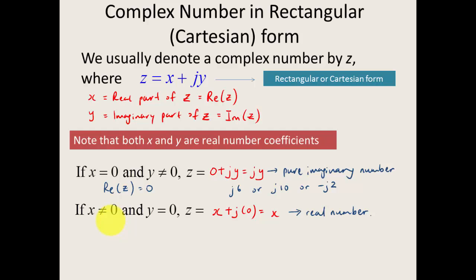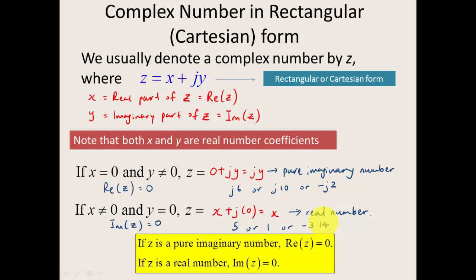You can see that its imaginary part is 0. It does not have any term with a j attached. Examples of real number will be 5 or 1 or negative 3.14. All these are real numbers. You don't see any j in them. To summarize, if z is a pure imaginary number, the real part must be 0. If z is real number, then the imaginary part must be 0.